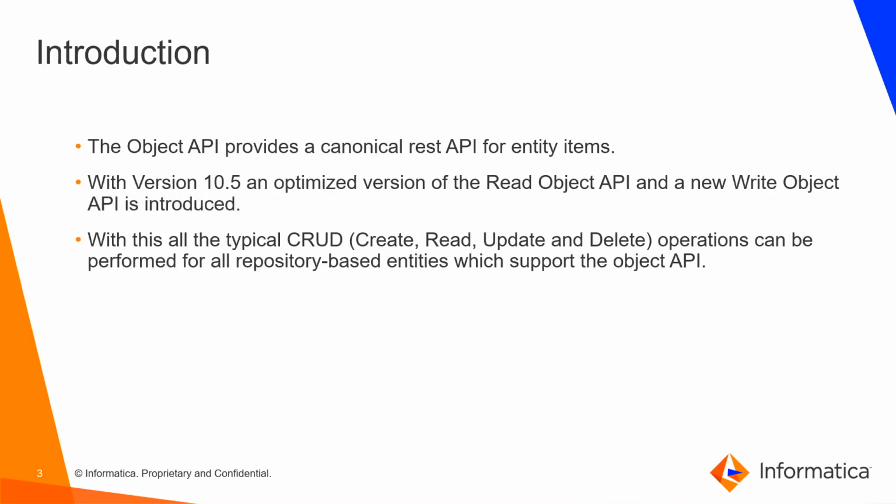Now let's start with the introduction of Object API in PIM. So Object APIs in general are used to provide the requested or the basic information about the client objects. Here it provides a canonical REST API for entity items. Object API is introduced with PIM version 10.1, which includes only the Read Object API. An optimized version of the Read Object API and a new Write Object API is introduced with PIM version 10.5. All CRUD operations, create, read, update, and delete operations for all repository-based entities can be performed using Object API.